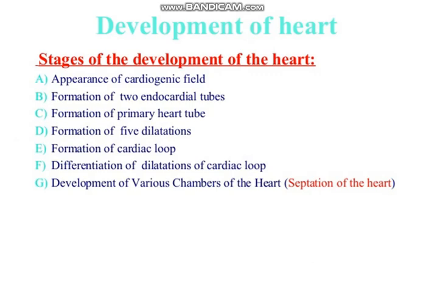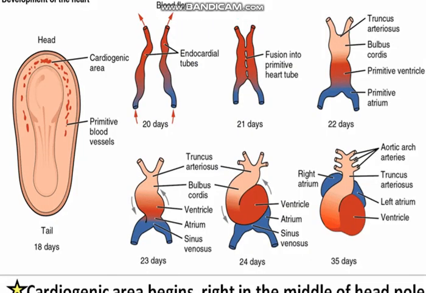Stages of development: the cardiogenic field appearance, two endocardial tubes, the primary heart tube, and formation of five dilatations and cardiac loop, dilatation of the cardiac loop, and development of various chambers. The cardiogenic area, primitive blood vessels, blood flow in the endocardial tube, 20 days. 21 days, fusion into the primitive heart tube: truncus arteriosus, bulbus cordis, primitive ventricle, primitive atrium. On the 23rd day, the truncus arteriosus, bulbus cordis, ventricle, atrium, sinus venosus form.